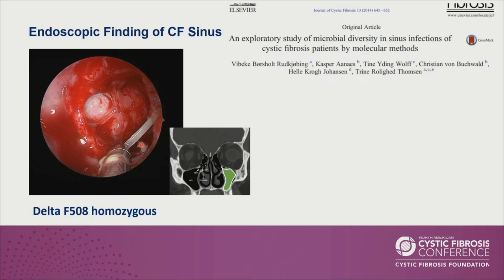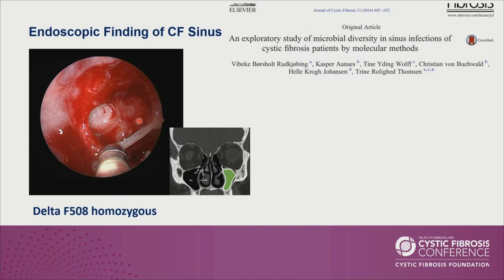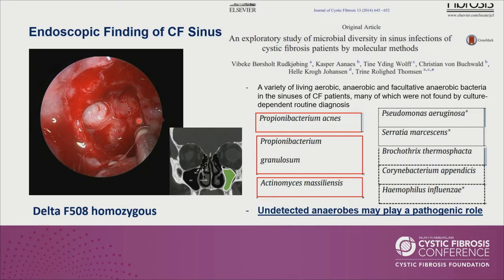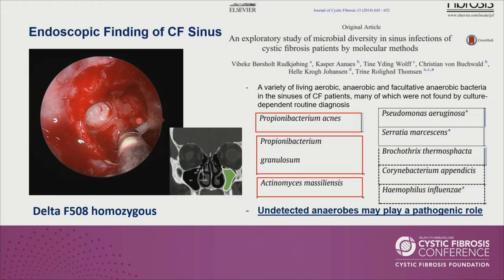It's very sad. But these types of sinus patients, CF patients, have a lot of thick mucus. It's like a pus bucket. When we're having surgery, we have to go in and dig in all that pus tissue. There are a lot of reports saying that a variety of bacteria come out of this sinusitis with CF, aerobes and facultative anaerobes. But culture usually isn't able to detect the anaerobes, and they think that a lot of undetected anaerobes may play a pathogenic role in this type of pathogenesis.